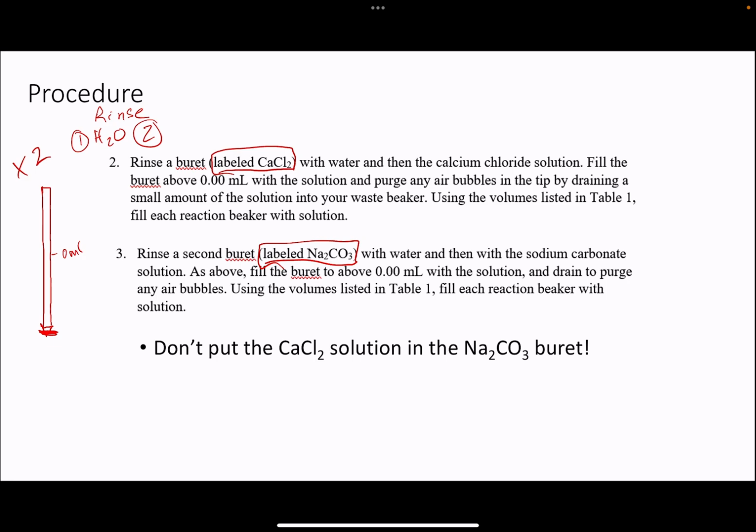So I would just say 10 milliliters, swirl it around, and rinse with the respective reagent. And the reason you want to do that is because you want to get as much calcium chloride or sodium carbonate coating the inside of those burettes. Otherwise, it might be contaminated with other compounds that we've worked with in the past. So you just want to make sure you rinse it with water and then rinse it with the respective solution.